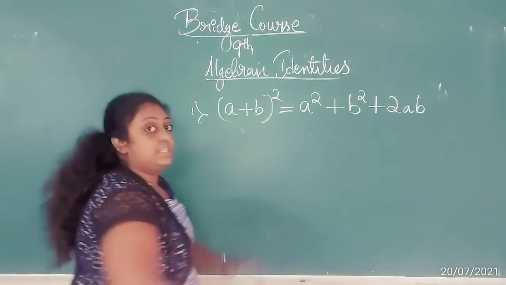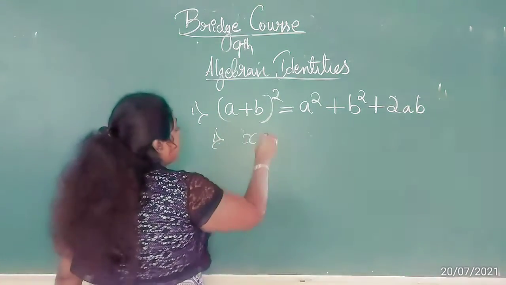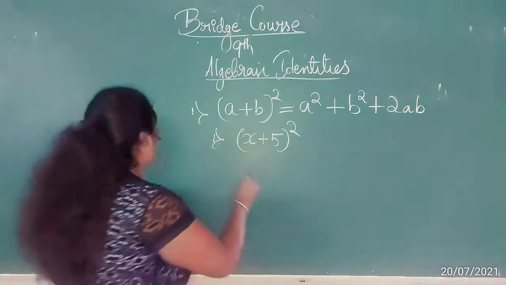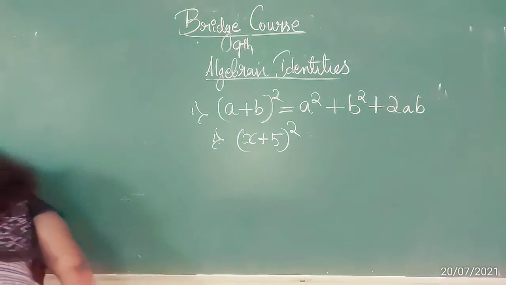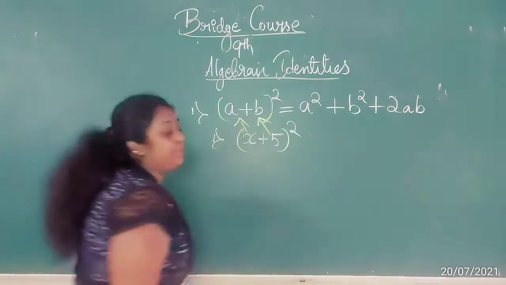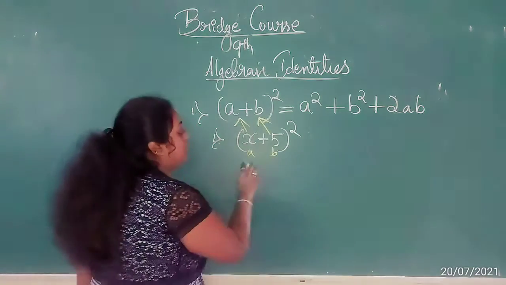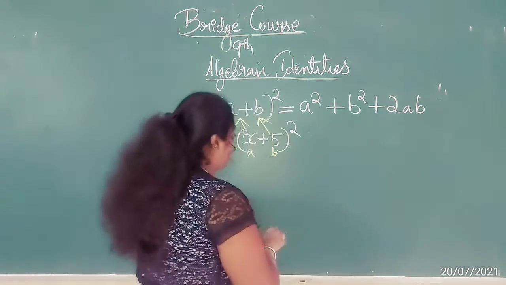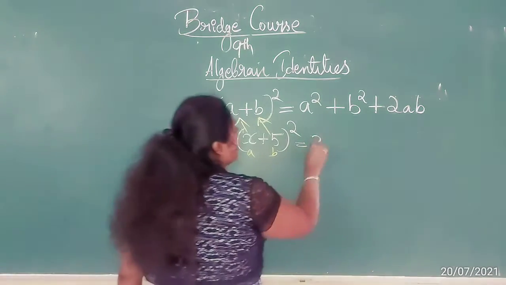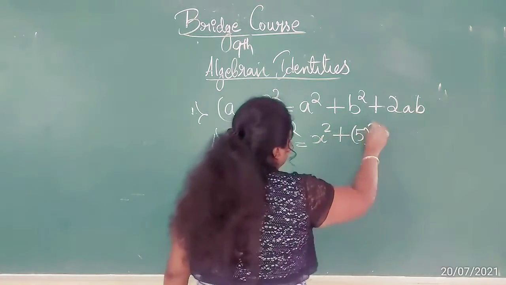See now, using algebraic identity. First sum is (x + 5) the whole square. Here your x is A, your 5 is B. You are getting it? x is A, 5 is B. Now in this formula you are going to write it. So x is A. A square, now here x, so x square. B is what? 5. So B square means 5 the whole square.